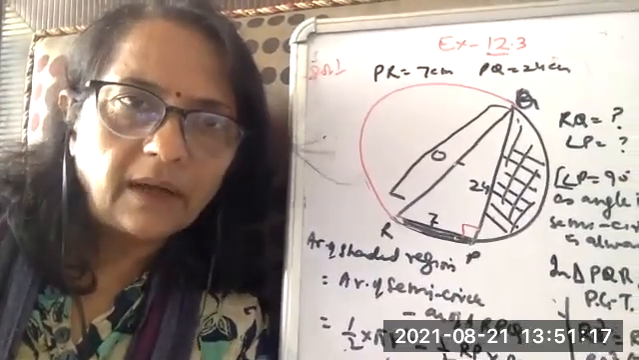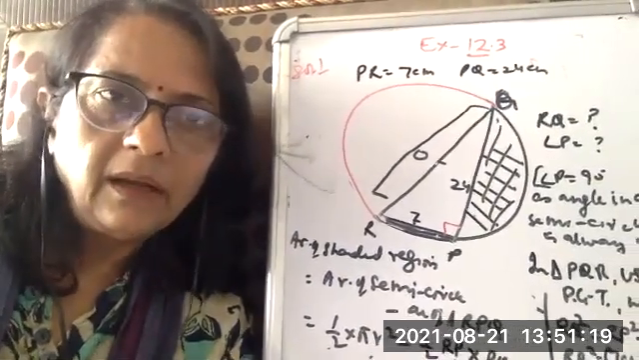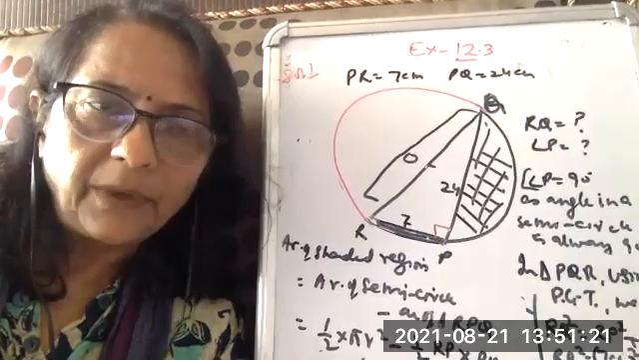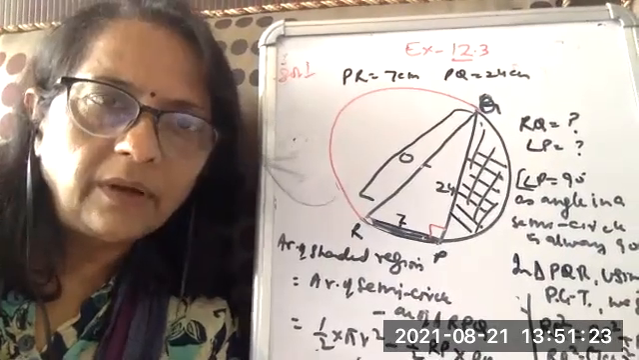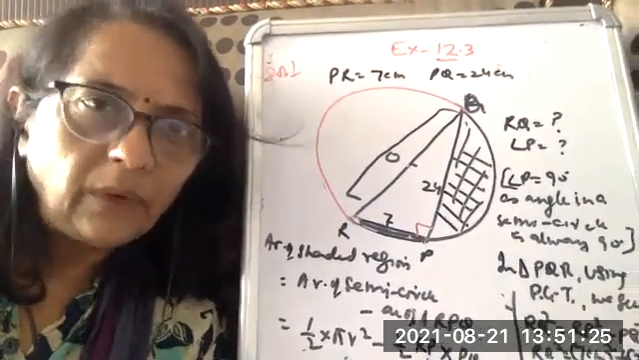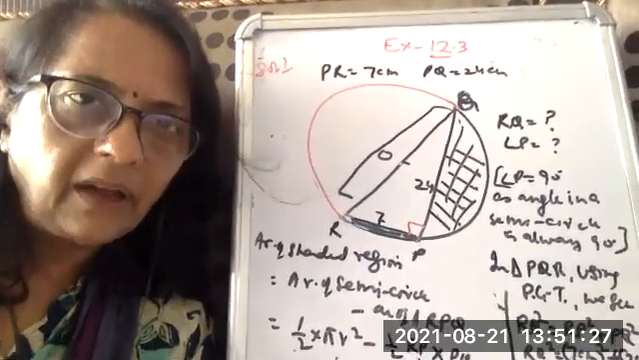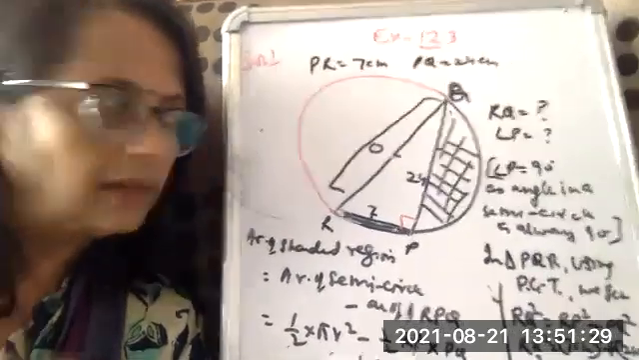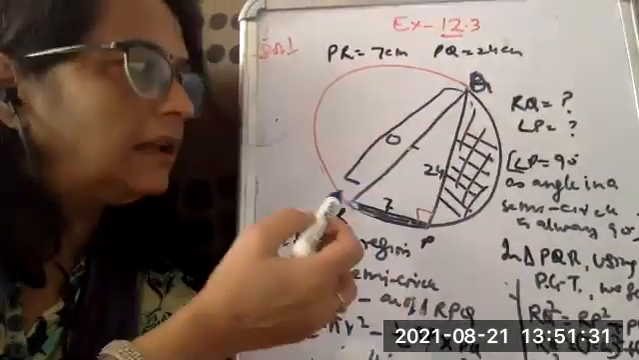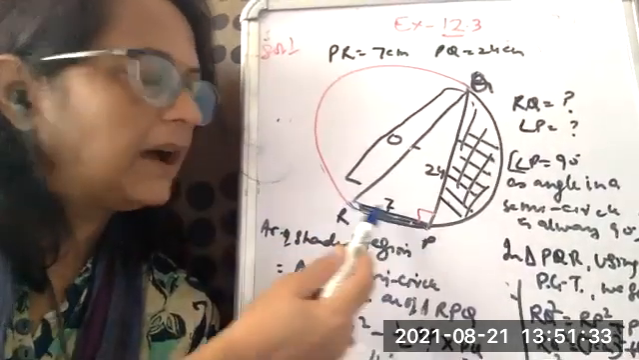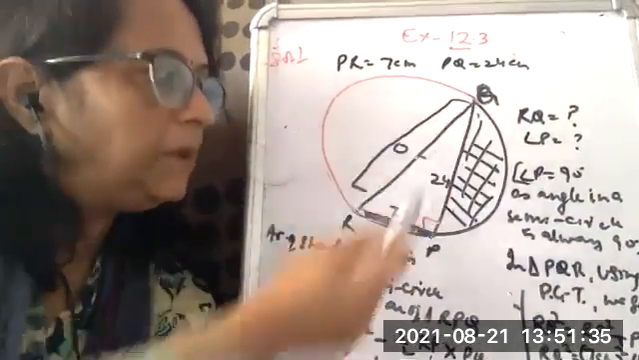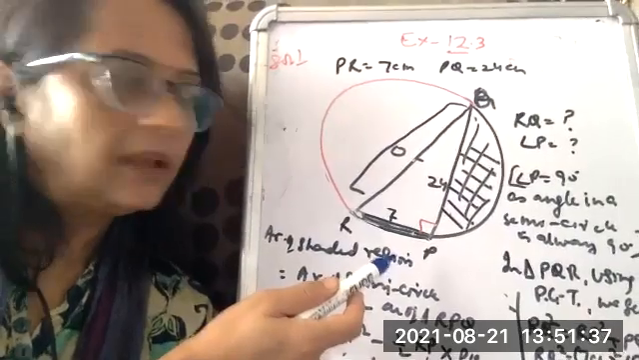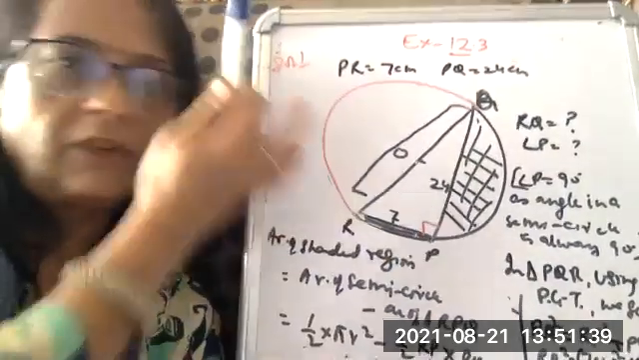Today we are going to start exercise 12.3. So the first question of exercise 12.3 is on page number 234. Here, what is the question given? There is a figure given, and in the question it is written that a circle is given with PR 7 centimeter, PQ 24 centimeter, and the question asks you to find out the area of the shaded region.